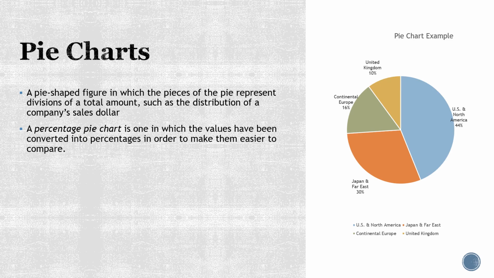Pie charts. A pie-shaped figure in which the pieces of the pie represent divisions of a total amount, such as the distribution of a company's sales dollar. A percentage pie chart is one in which the values have been converted into percentages in order to make them easier to compare. Pie chart example is listed to the right.